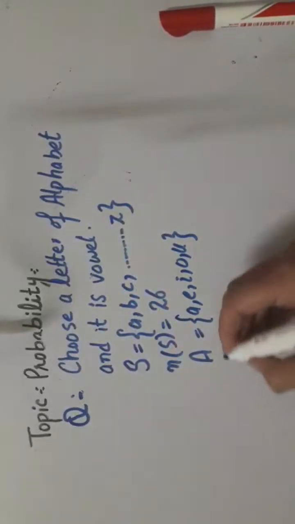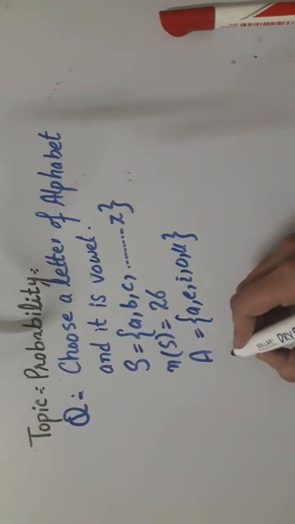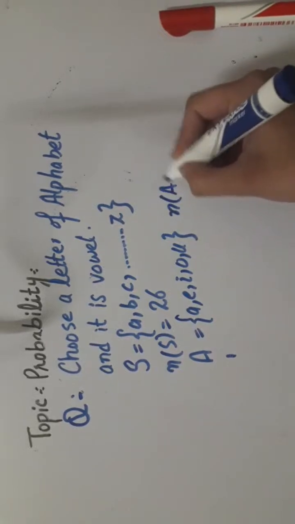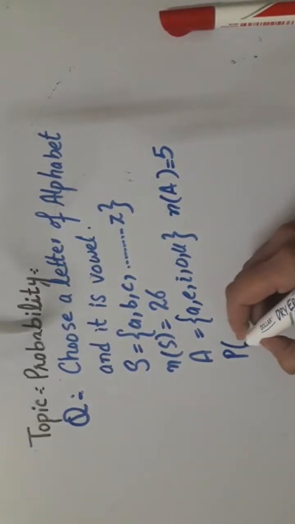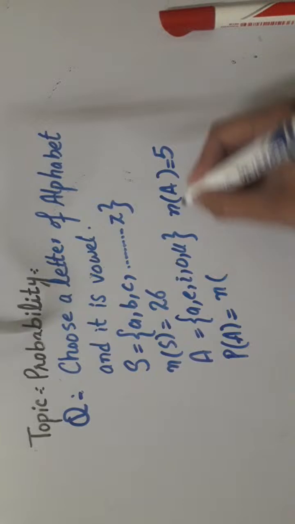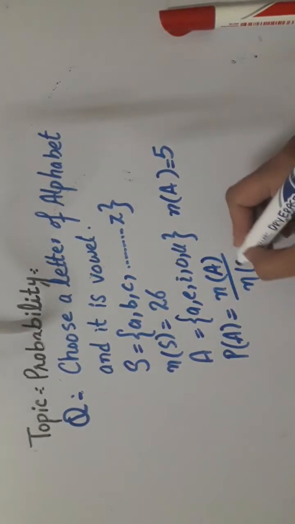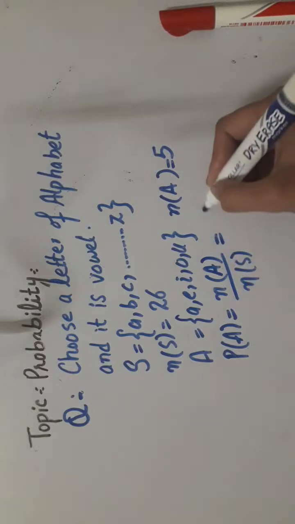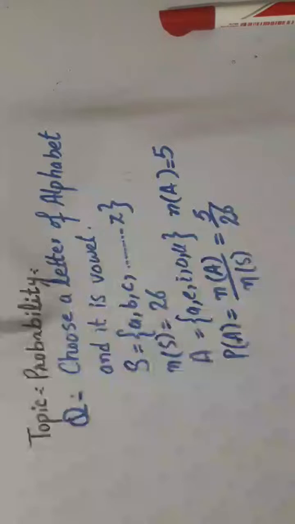So, what is the probability of this? The number of elements of A is 5. So the probability of this will be equal to the number of favorable outcomes by the number of total elements. So this will be equal to 5 by 26.